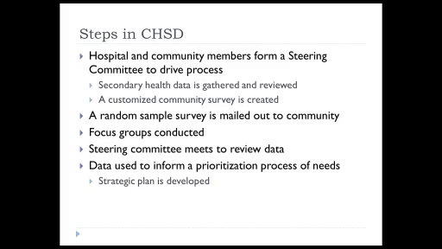We then send out this random sample survey to the community. Typically, it's about 800 residents that we survey, but that depends on the community size. How we do this is we have the facilities share with us a list of their outpatient and inpatient admissions, and those zip codes with the greatest number of admissions are selected to be included in the survey.